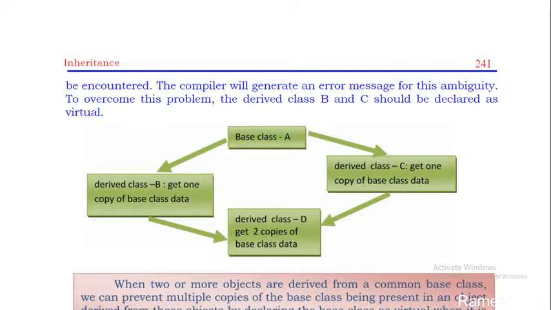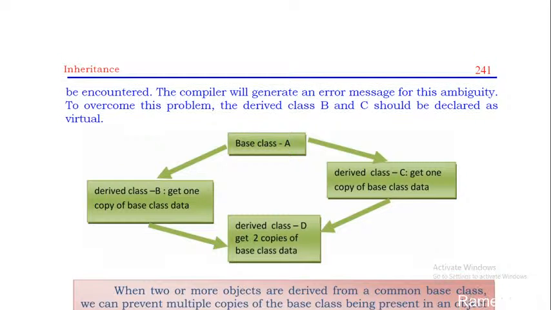So once ambiguity occurs, what happens? We cannot inherit the data from the base class, right? So the base class data cannot be inherited to this derived class D. So that is the major problem we are facing here. Understood?